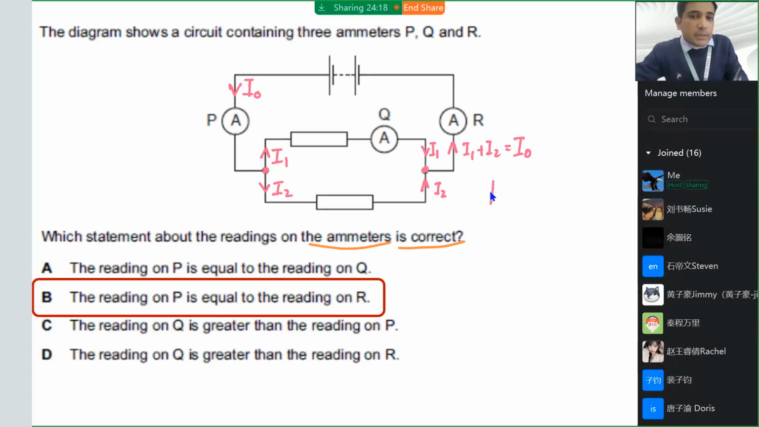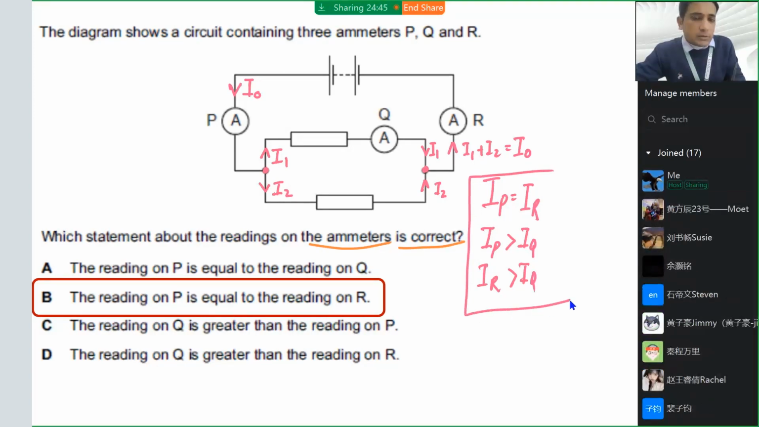So from here we can conclude that IP, the reading on this ammeter, will be equal to I times R. But if I compare P with Q, the current in P will be greater than the current in Q, and also the current in R will be greater than the current in Q. So these 3 points you need. If you have figured out these points, it simply means that you can figure out the answer.